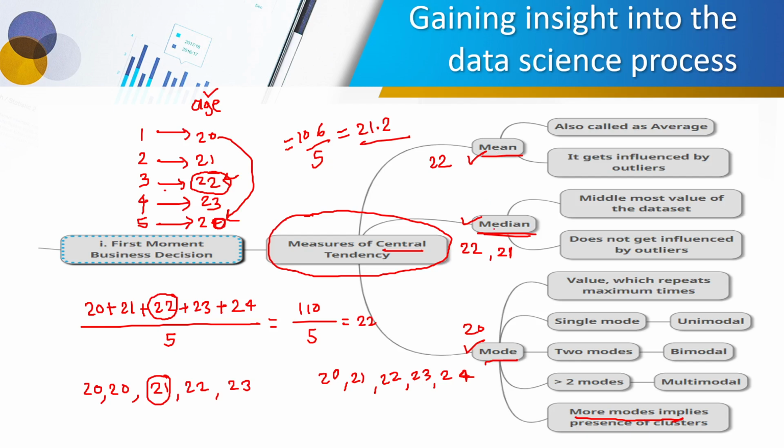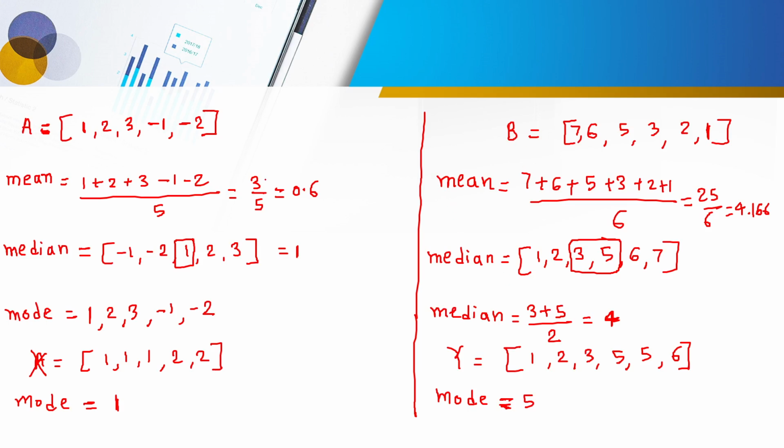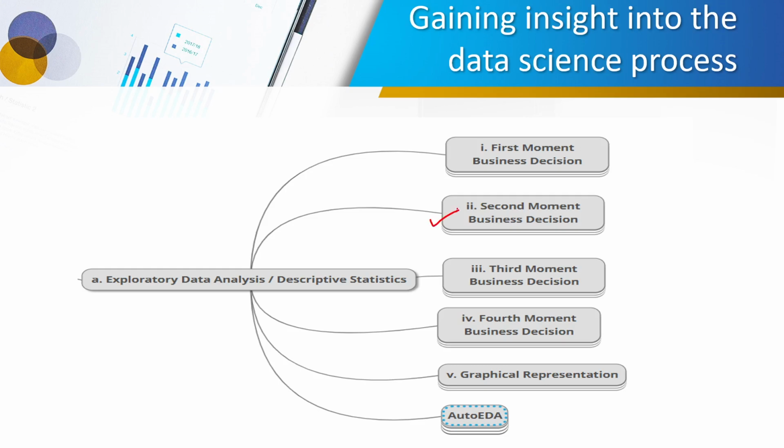Median: when the data set is provided to you, you arrange the data in ascending order and select the middle value. If you have an odd number of cases, you easily get a middle value. But if you have an even number of cases, the middle value is the average of the two middle elements in your list. In the last lecture we went through an example. In your INSEM exam, they will ask multiple questions, providing a list and asking you to calculate mean, median and mode. Everything we covered in the last lecture, and then we started with the second moment business decision.